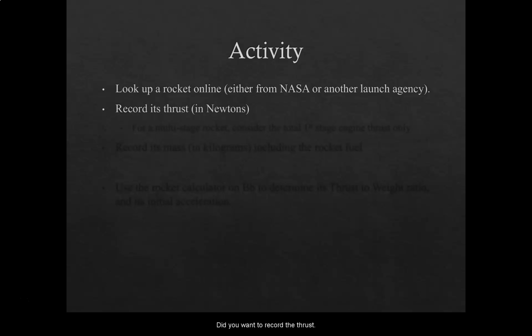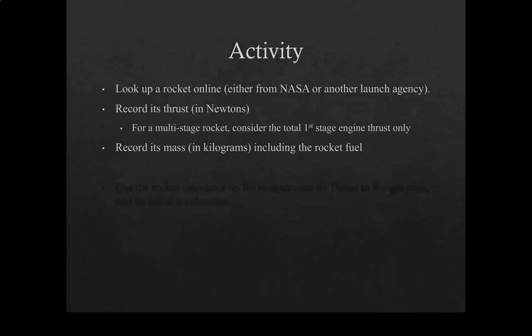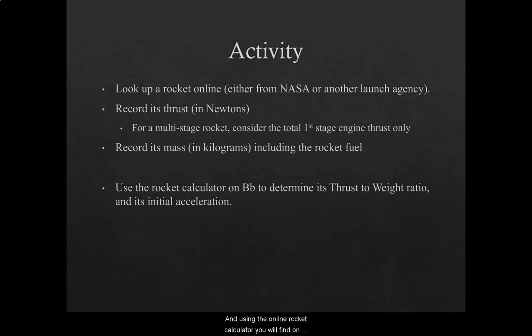What you want to do is record the thrust of that rocket in newtons. And in the case of a multi-stage rocket, which many of these rockets will be, you only want to consider the first stage total thrust of the engines in that case. You also want to record the mass of your rocket in kilograms, including the mass of the fuel when it is fully fueled. You do not want to record the dry mass of the rocket. And using the online rocket calculator you will find on Blackboard in the handout in the class document folder, you want to determine both the thrust to weight ratio of your rocket as well as its initial acceleration. And then submit that in the Excel file with those numbers entered to show your values.